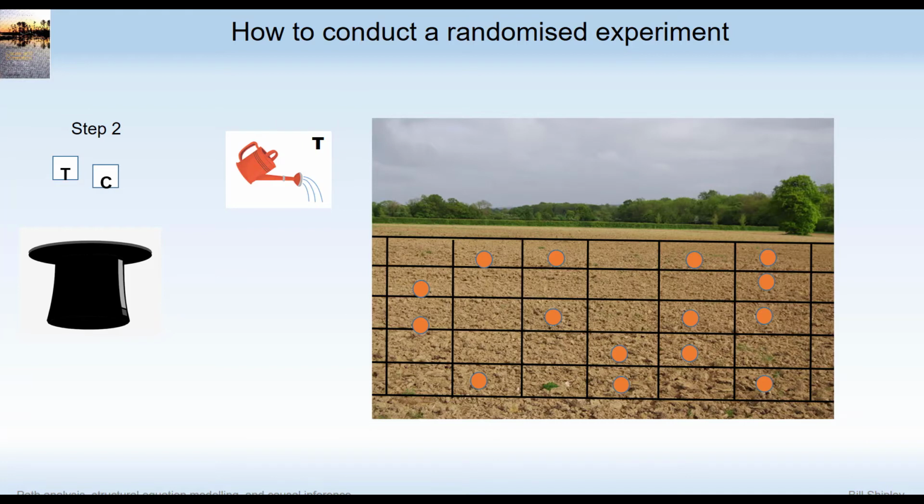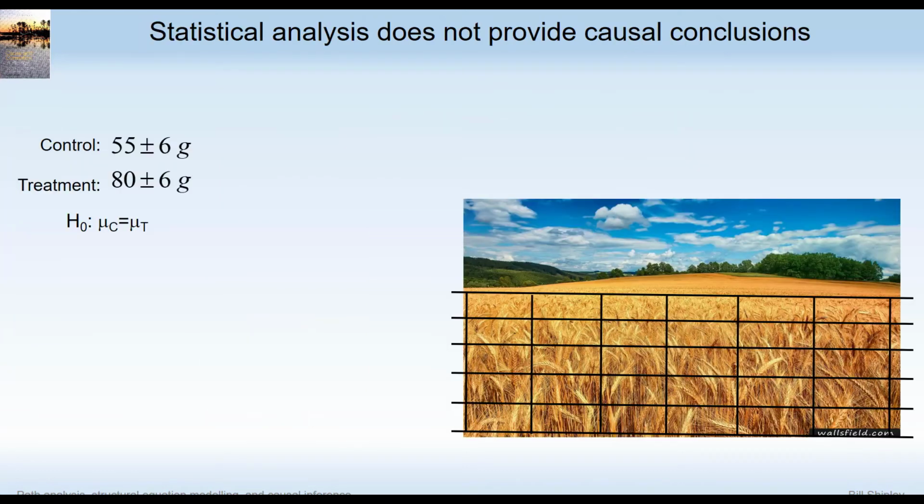So we randomly allocate 15 of our 30 plots to receive the treatment. The treatment is the nitrate fertilizer dissolved in water, and we apply a constant amount of water to each of our treatment plots. And then the remaining plots, the controls, receive the same amount of water, but in which the fertilizer hasn't been added. The next step then is to allow the wheat to grow during the season, and then in the fall we harvest the wheat. And imagine that this is the result that we get.